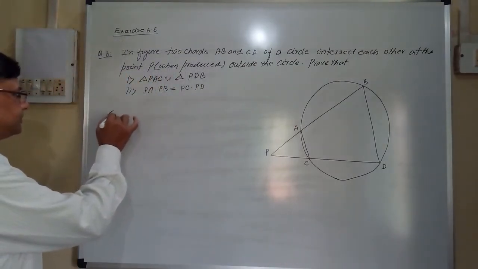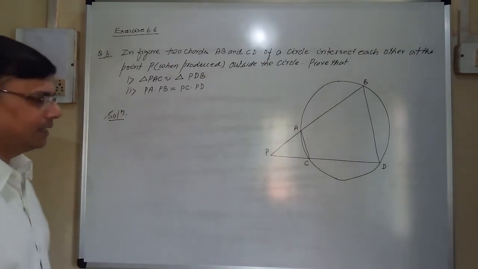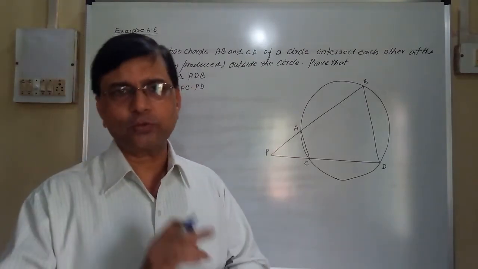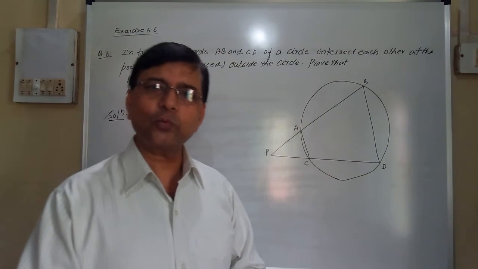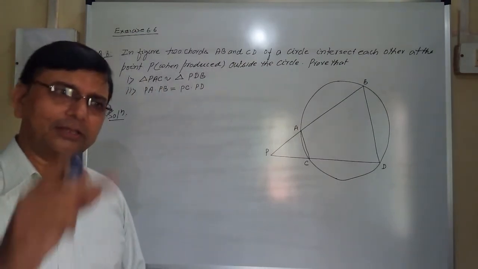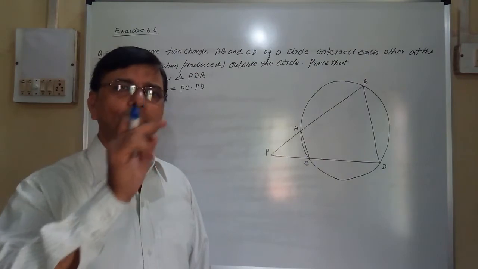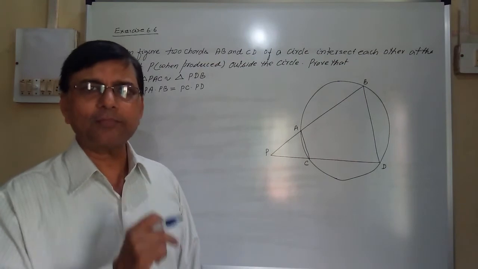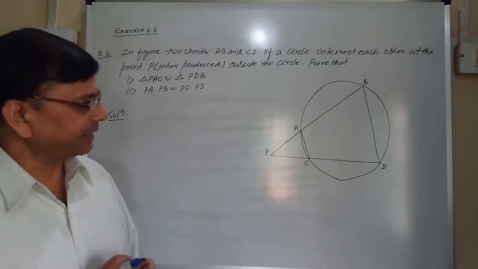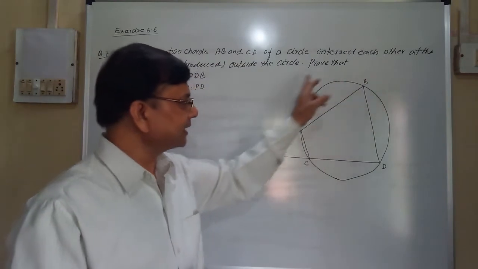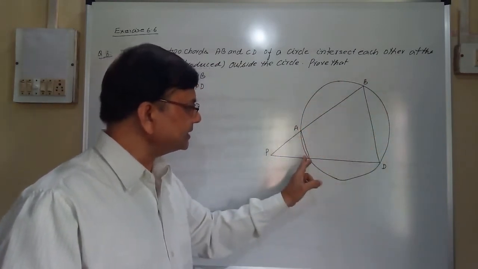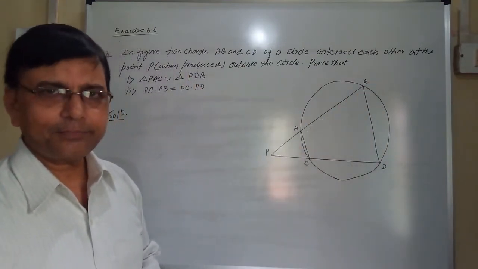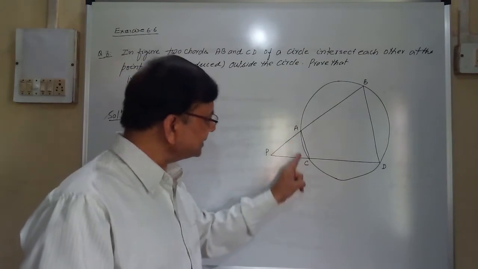So for the solution, one property is used over here. In a cyclic quadrilateral, what is a cyclic quadrilateral? If on the circumference of a circle 4 points are taken and a quadrilateral is made, then the sum of the opposite angles will be 180 degrees. In this case, this is the circle, and inside this, ACDB is a quadrilateral. So it is a cyclic quadrilateral.